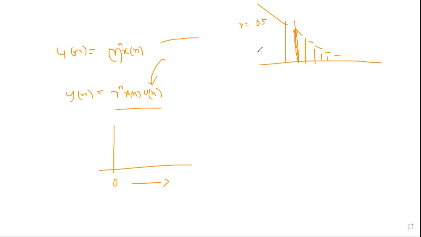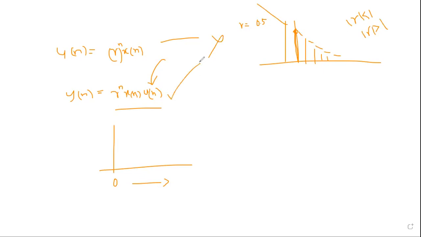So is it stable, by the way? No, this is not stable. For magnitude r less than 1 also it is not stable. R greater than 1 also this is not stable. What about this one, by the way?